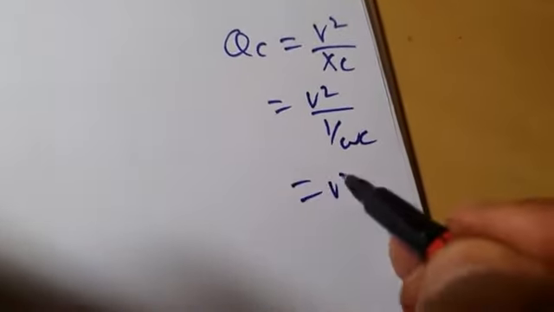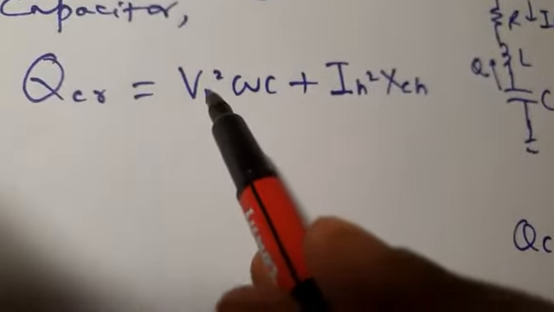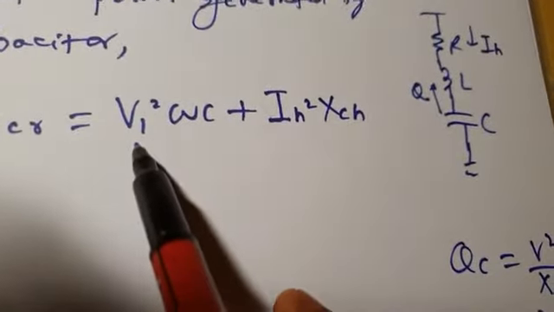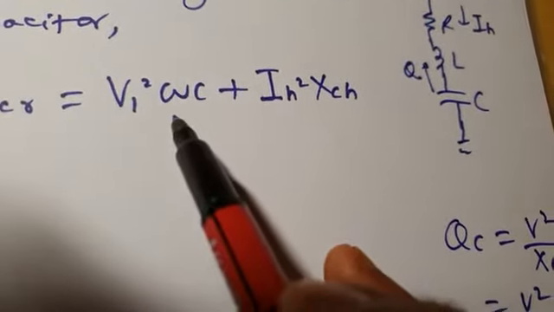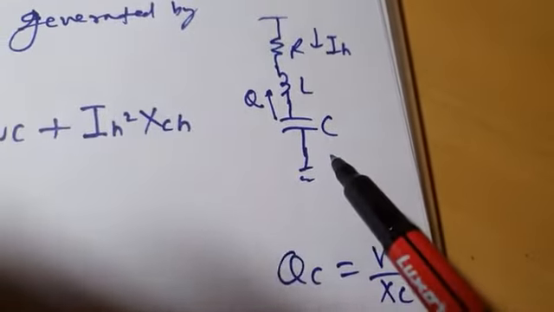That will be V square omega C. That's what I am writing here: V1 square omega C. Why 1? Because it is the fundamental component of voltage. And in addition to this fundamental reactive power, it generates reactive power corresponding to the harmonic component of current also, because it passes the harmonic component of current.